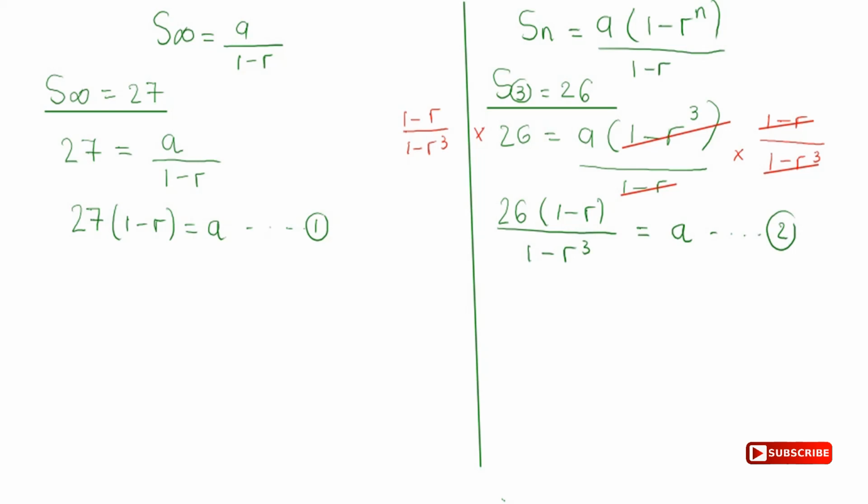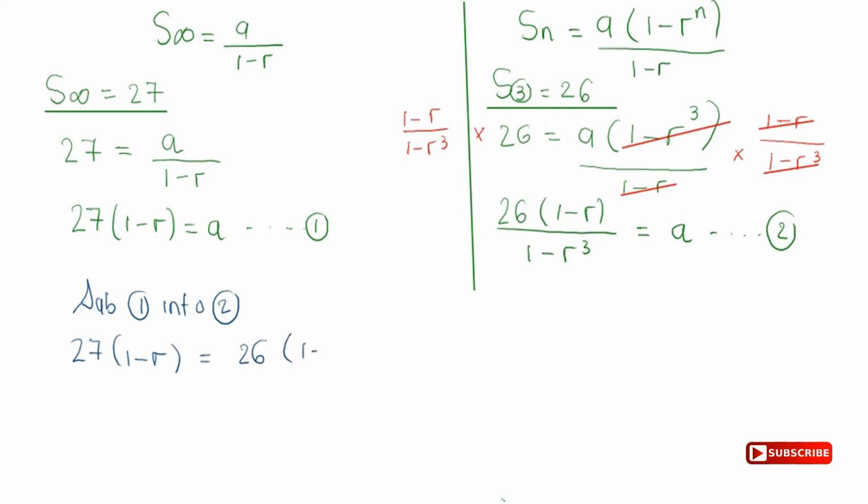And then from here, guys, do you agree that if we substitute equation 1 into equation 2, we will be getting rid of the a, and we will be able to start solving for your r? Okay, substitute equation 1 into equation 2. So it's going to be 27 times 1 minus r is equal to 26 times 1 minus r all over 1 minus r to the power of 3.